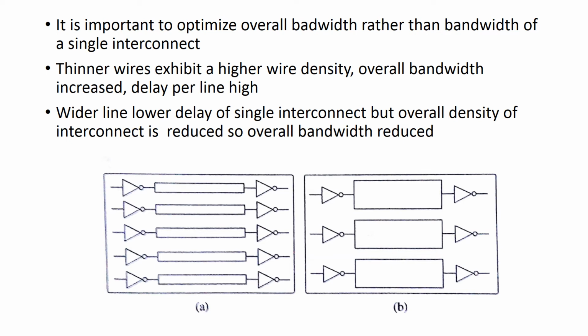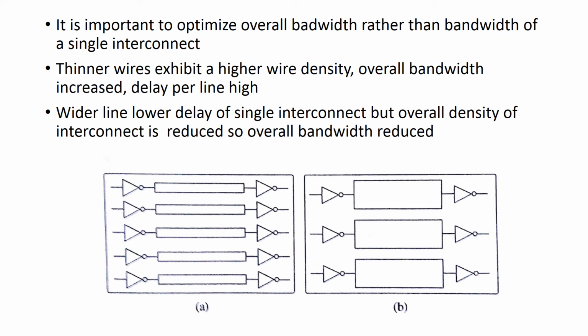So it is important to optimize overall bandwidth rather than the bandwidth of a single interconnect. If you can see here, there are two types of wires shown. One is very wide and another is very slim. Thinner wires exhibit a higher wire density, right? In the same area, we can accommodate more wires. That is called density. And if you have thick wires, what will happen? The wire density will be less. So with thin wires, overall bandwidth increases.